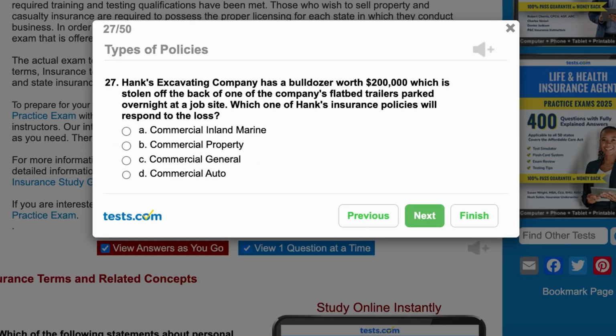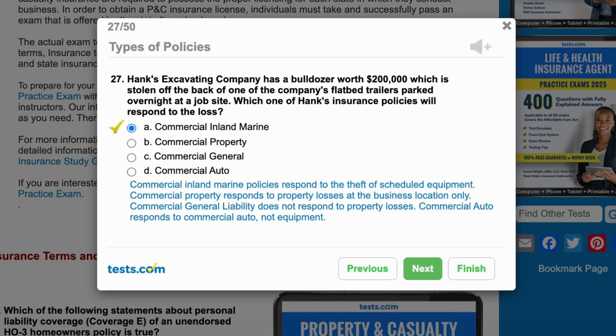Question 27. Hank's Excavating Company has a bulldozer worth $200,000, which is stolen off the back of one of the company's flatbed trailers parked overnight at a job site. Which one of Hank's insurance policies will respond to the loss? A. Commercial Inland Marine. B. Commercial Property. C. Commercial General Liability. D. Commercial Auto. A. Commercial Inland Marine.